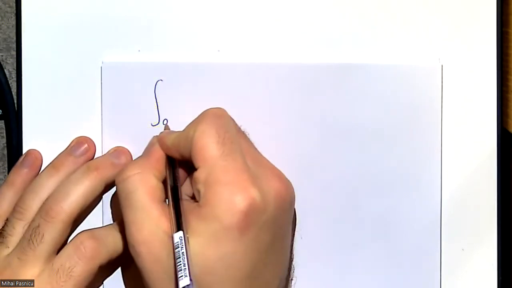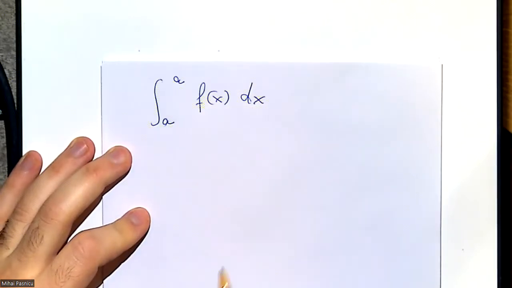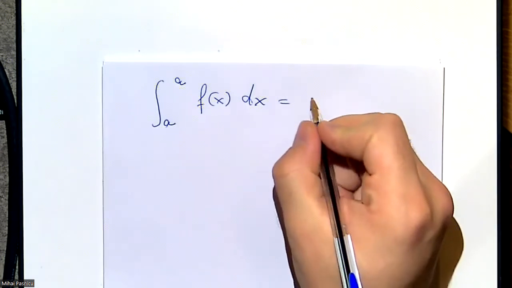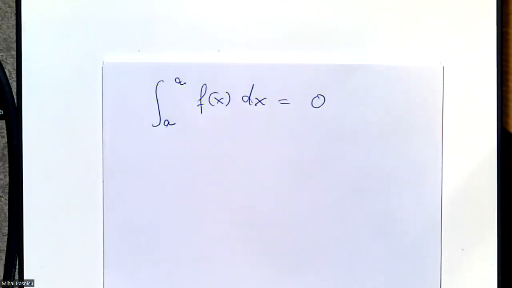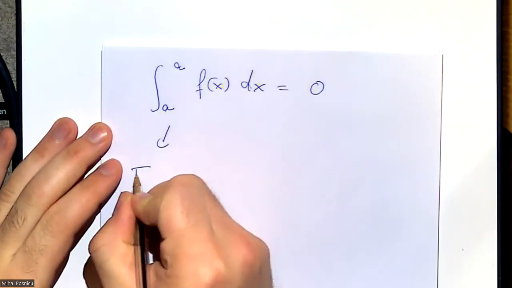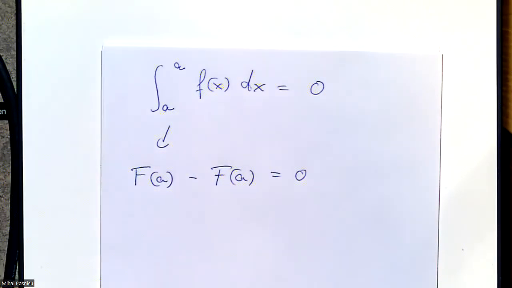But what is the definite integral of a to a of f of x dx? What is this equal to? Okay, it's equal to 0. I didn't specifically write that out. I just thought the kids would apply the definition. What's the definition? Just big F of a minus big F of a, which is equal to 0.